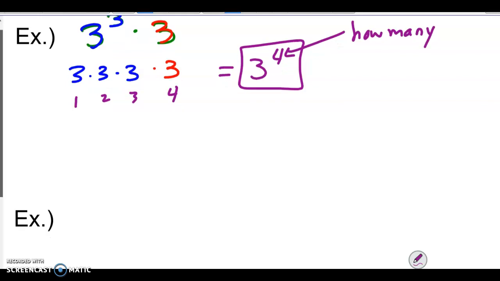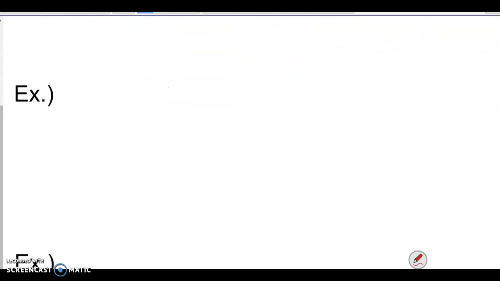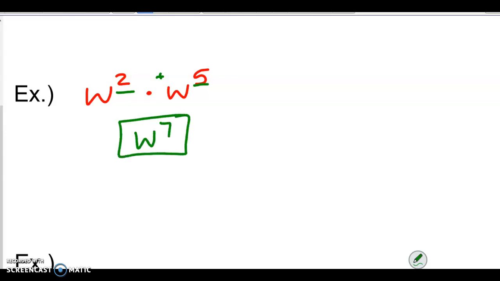Then look at another one, w squared times w to the 5th. All I need to do is 2 plus 5. I end up with w to the 7th. That's all that's happening.